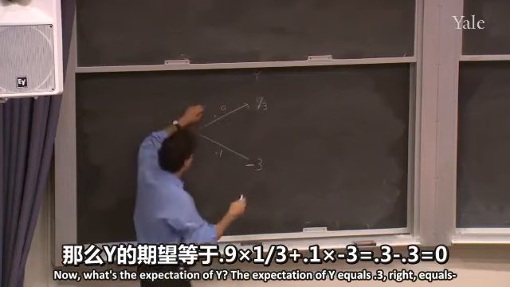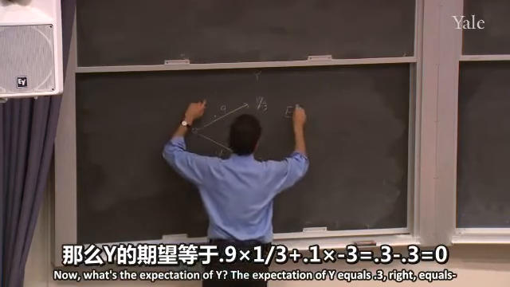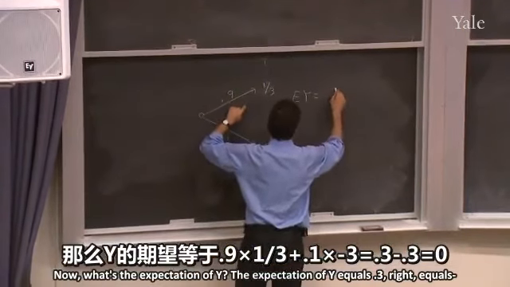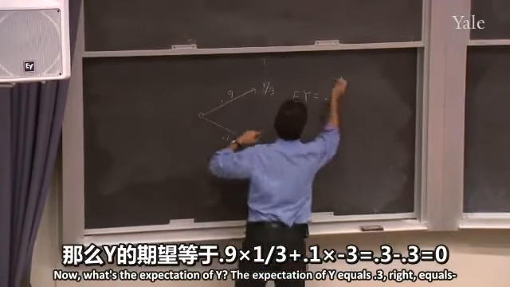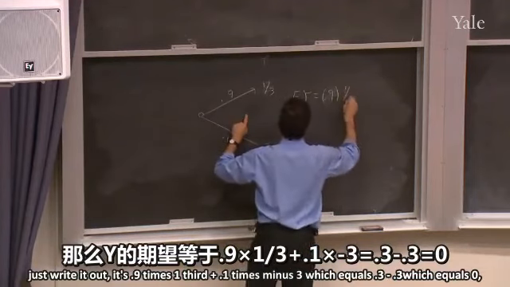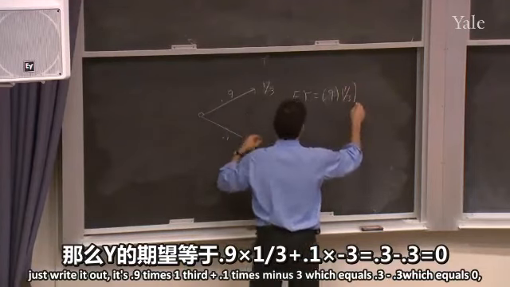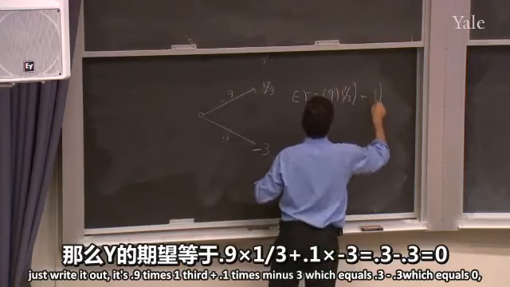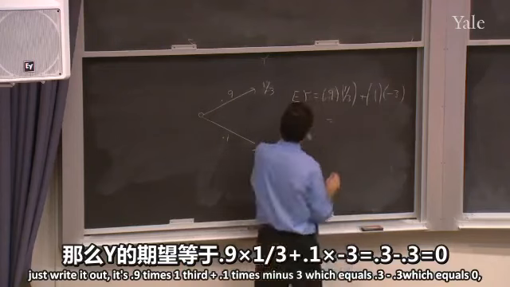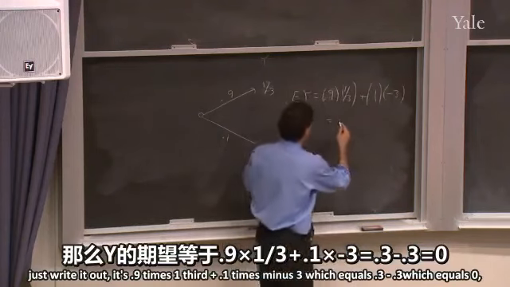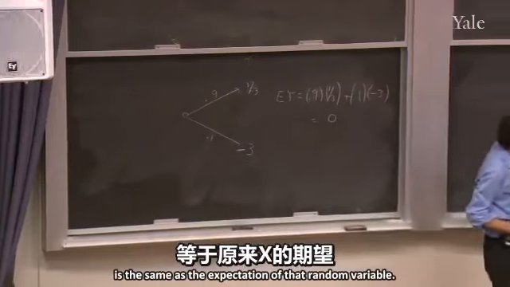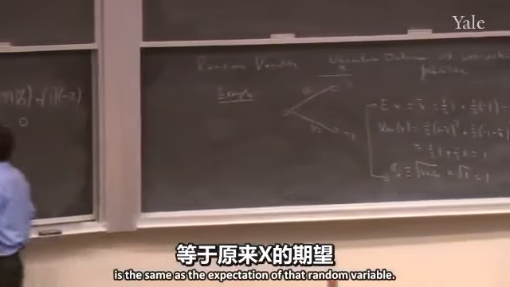Okay, now what's the expectation of y? The expectation of y equals, let's just write it out, 0.9 times a third plus 0.1 times minus 3, which equals 0.3 minus 0.3, which equals 0. So the expectation of this random variable is the same as the expectation of that random variable.